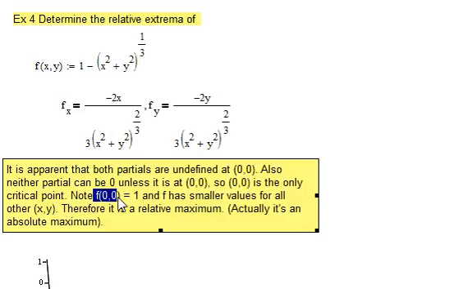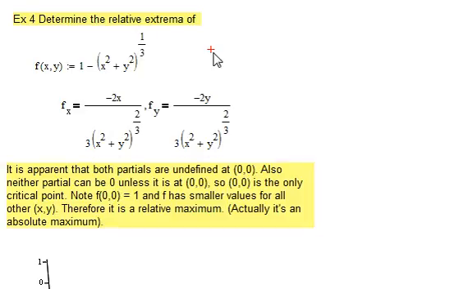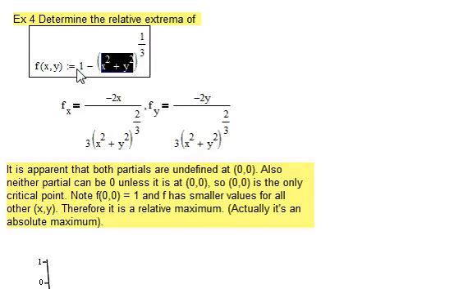So notice that if you go back to the original function, f of 0, 0, if you put 0 for these, f of 0, 0 is 1. And f has smaller values for any other x,y, because this would be a positive number raised to the 1/3 power, the cube root of a positive, that is subtracted from 1. So the point is, a number is subtracted from 1. So therefore 1 is the largest possible value of f of x,y. So therefore it's a relative maximum, and you can actually see from the graph that it's an absolute maximum.